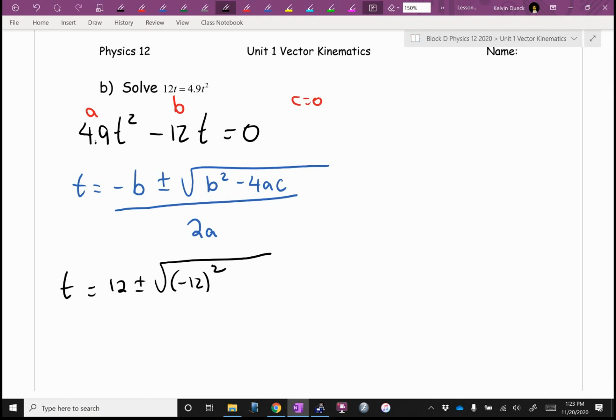Why didn't I write minus 4ac? Oh, c is 0? So what's 4 times a times 0? 0? Don't waste my time, I think last year I said, or something like that, I always said, right? All over 9.8. I know that 2 times 4.9 is 9.8.